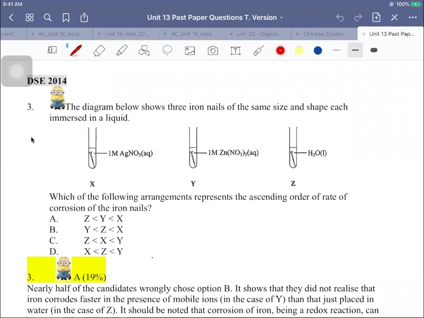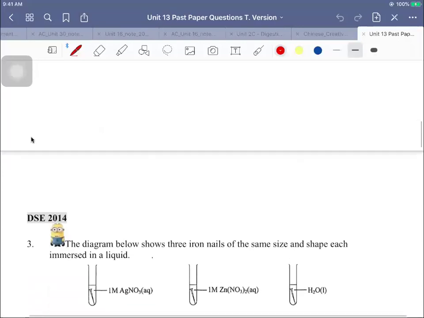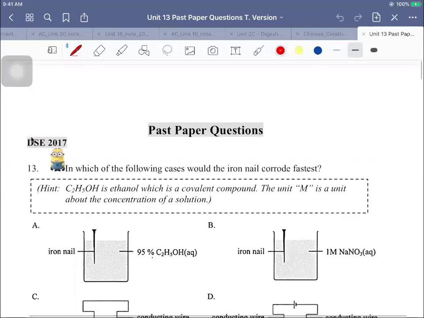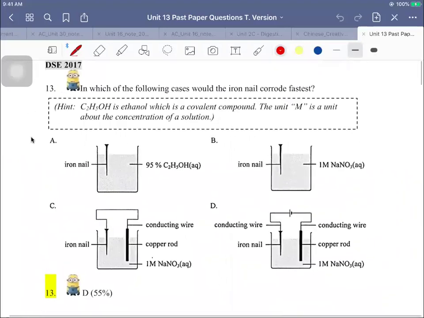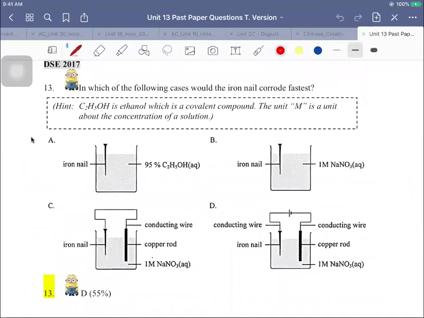So the first one, the question 3, okay? I highlight this one because many of you made a mistake. Sorry, that's not the first question. Okay, so first one here. I highlight the number, which means quite a lot of you made mistakes for that one. So let's take a look together.